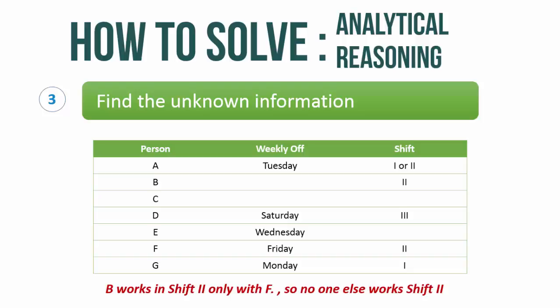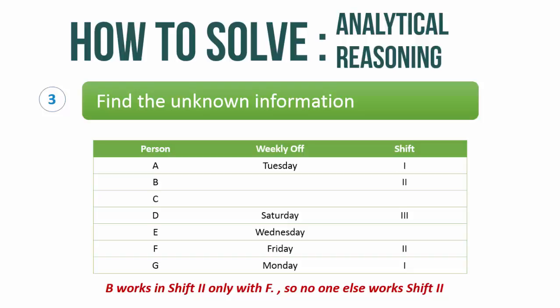Now, the sentence stated that B works in shift 2 only with F, so no one else works in shift 2. How did I come to that conclusion? B works in shift 2 only with F and they have a different weekly off. It means that B doesn't work with anyone else in shift 2. So, it's only B and F who work in shift 2 and no one else.